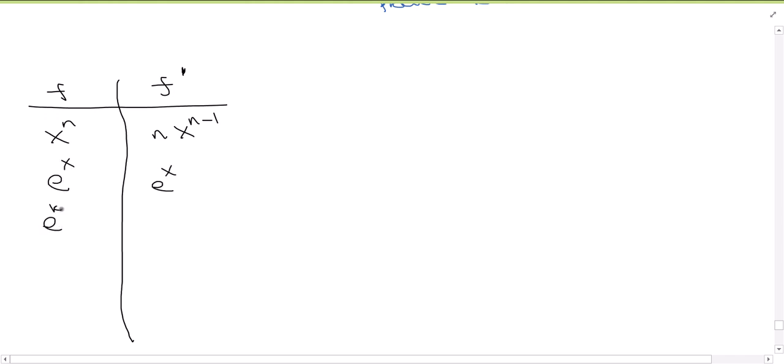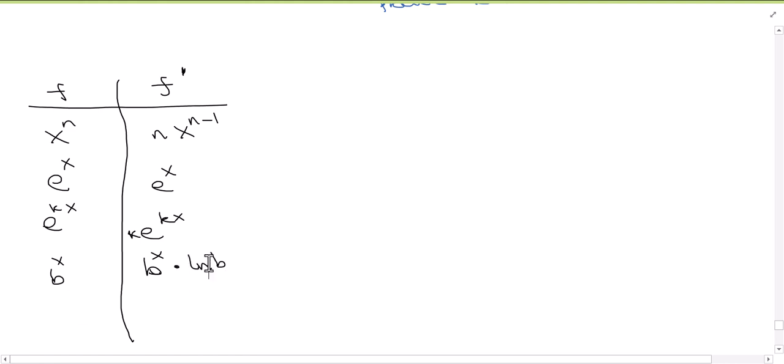E to the kx, the derivative is k e to the kx. You always get the exponential back. And now to add to these, we have b to the x. When the base is not e, you get the exponential back, so b to the x times the natural log of b.